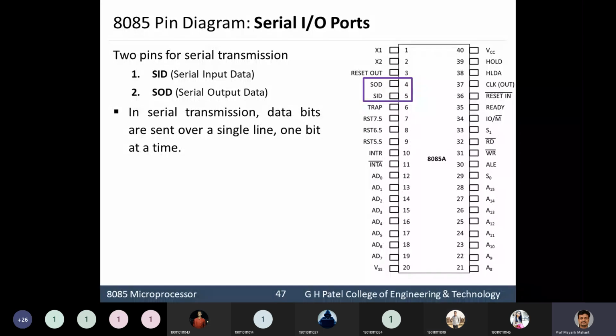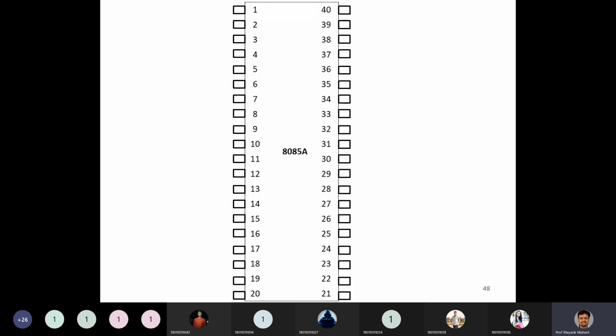I think all of you know what serial communication and parallel communication are. In serial communication we use only two lines, and in some cases maybe three lines. One line is to get the data in, and one line is to get the data out, and it is done one bit at a time. There is also a serial register associated with SOD.